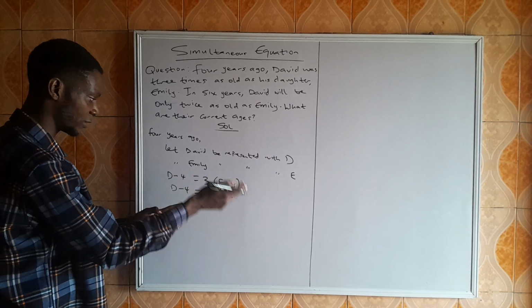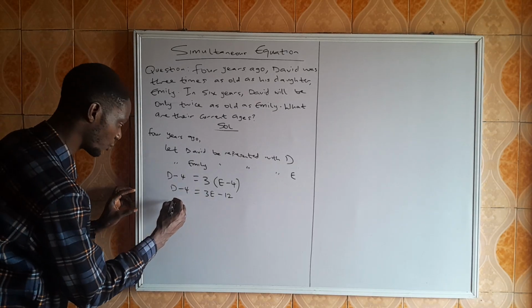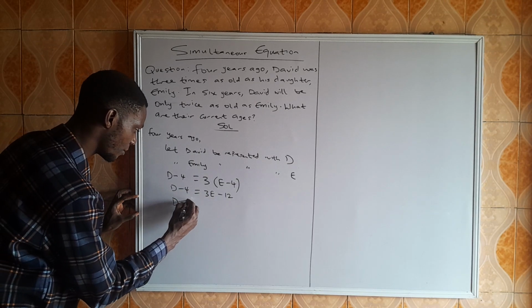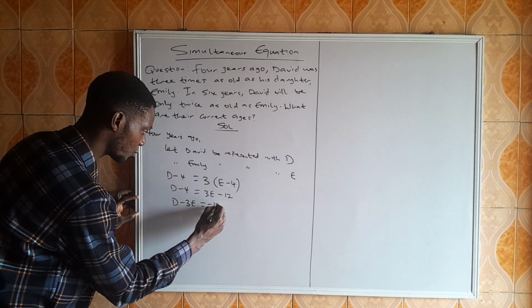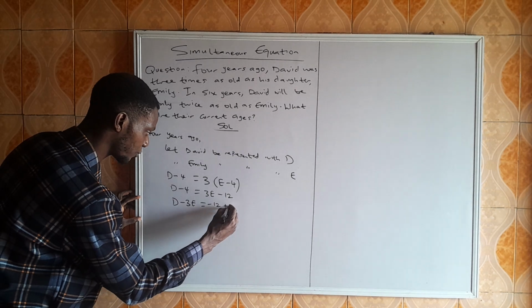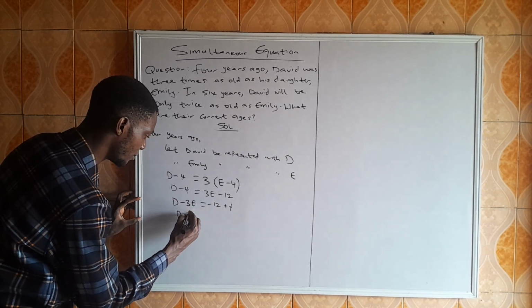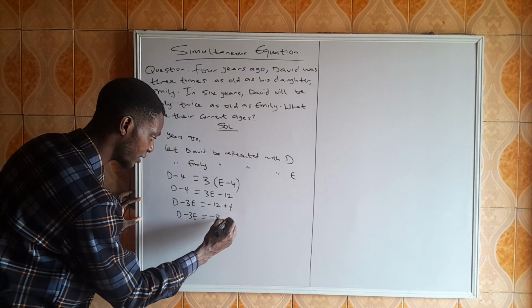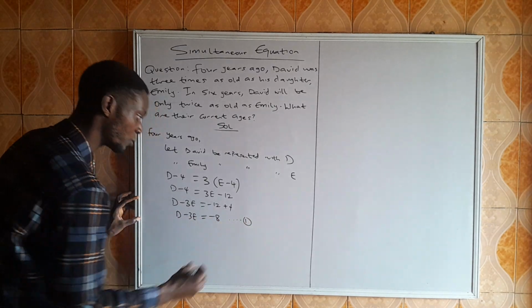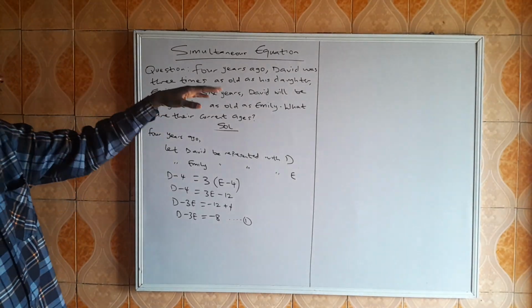When we expand this, it will be 3E minus 12. If you move the constant value to the other side and move this one back here, you have D minus 3E equals minus 12, and this becomes plus 4. So you have D minus 3E equal to minus 8. You can call this equation 1. That's from the first statement.